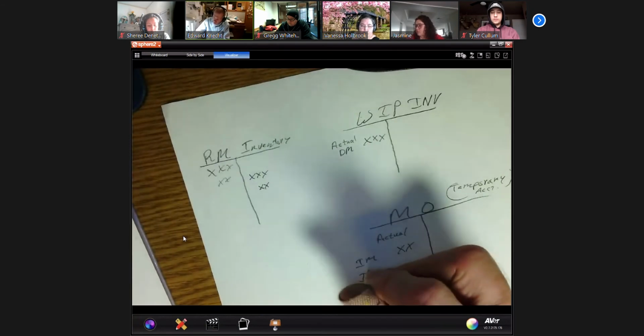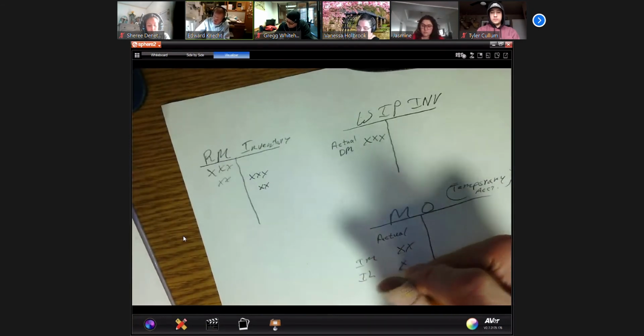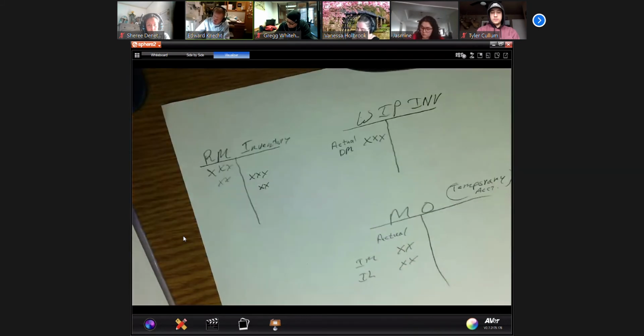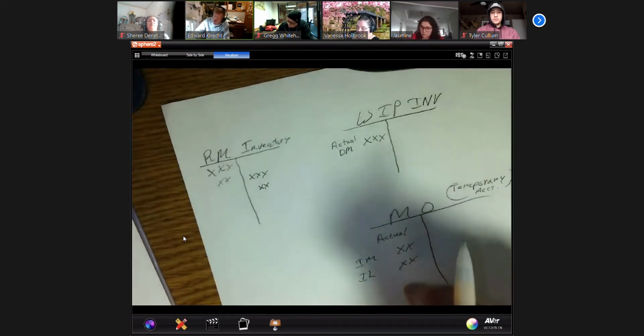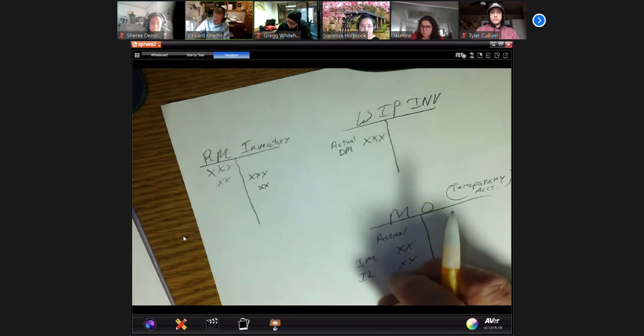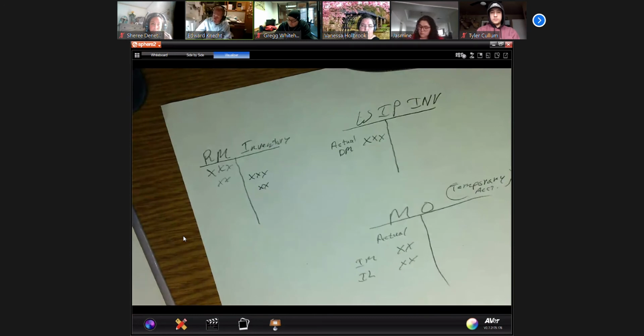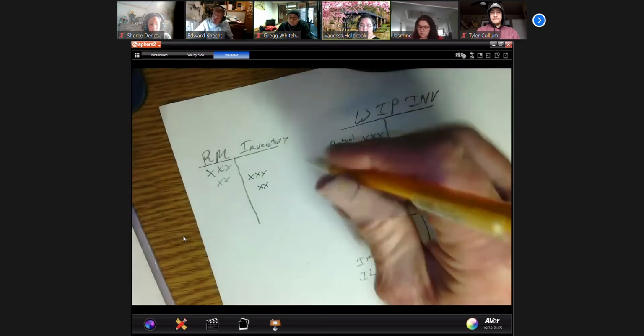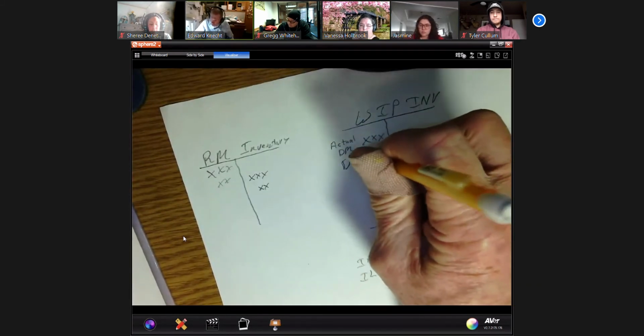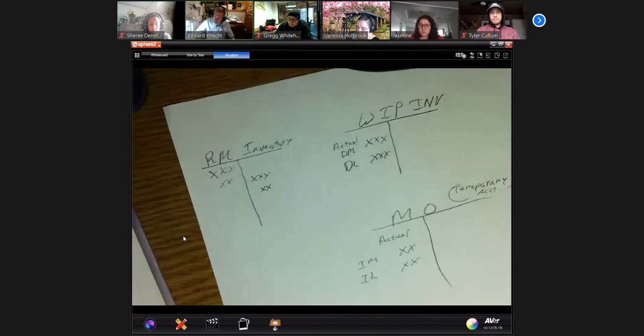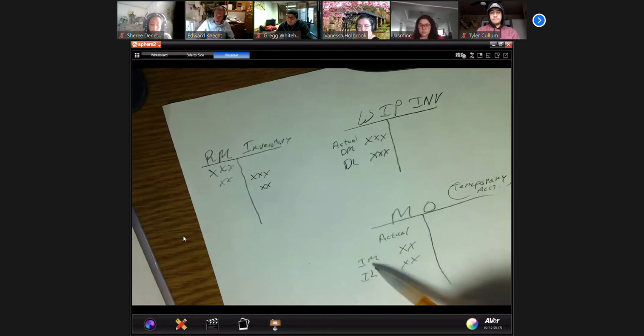We have indirect labor costs. That'd be like the supervisor, general manager, maintenance people. We're going to debit manufacturing overhead. What would we credit? Well, if we didn't pay our employees yet, it'd be salaries and wages payable, right? But the direct labor actual gets debited to work in process. What was your question, Vanessa? What's IL stand for? Indirect labor. Indirect labor. IM, indirect material.